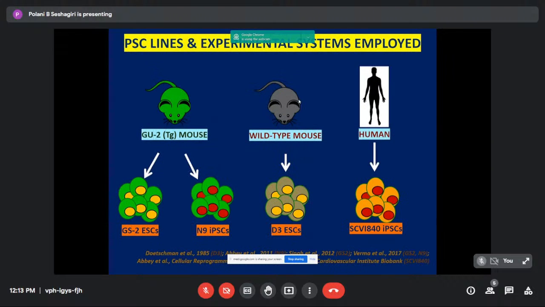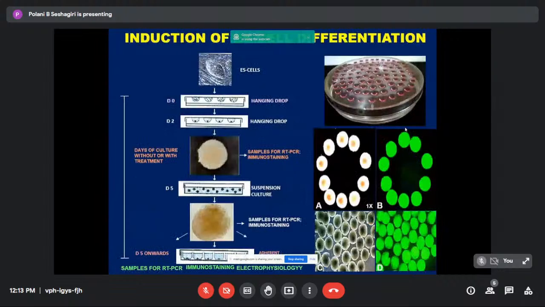So I will tell you something about the differentiation, and we have done this with our own transgenic animals, GS2 ES cells, N9 iPS cells. We have also done wild type, which means it's not expressing fluorescence. So wild type cells, non-fluorescing cell type. We did this both in the mouse and also in the human. We did a lot of work on those, so I will not go into the detail. I'll only demonstrate two slides showing how to bring in differentiation.